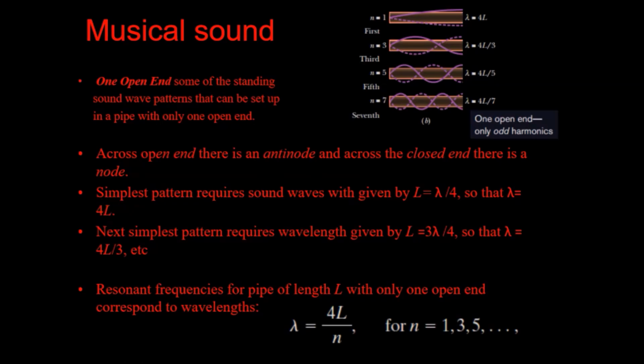The next simplest pattern gives you a wavelength that's given by L equals 3 lambda over 4. So lambda here is 4L over 3, on and on and on. So the resonant frequencies for a pipe of length L with only one open end give you wavelengths of 4L over n, where again n is an integer value but now only for odd numbers 1, 3, 5, etc., as we're only setting up odd waves in this particular scenario.